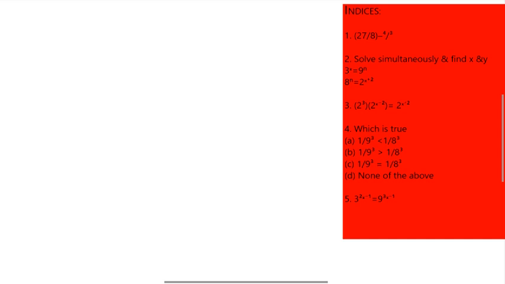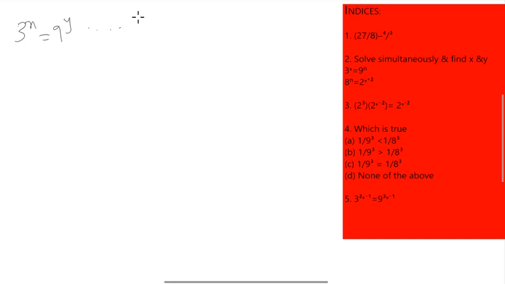Alright, okay, so let's go to question 2. Question 2 says solve simultaneously, find x and y. For the first equation, we have 3^x is equal to 9 raised to power n. It's supposed to be y, but I could not get y raised to power y, so I had to use n. So we have 3^x equals 9 raised to power y.